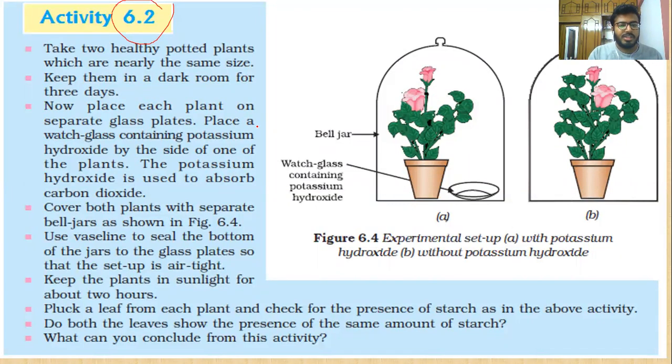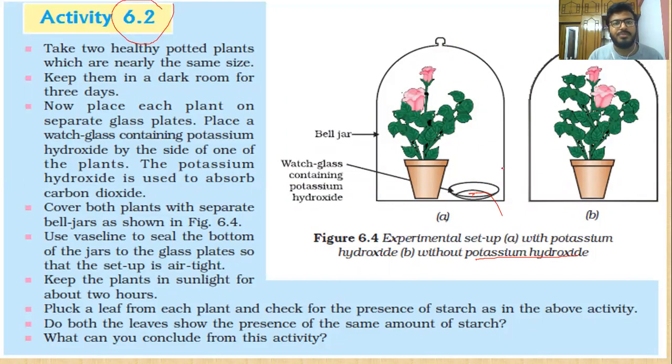Okay, now yahan par dekho, we are taking two plants. First of all, we are taking two plants, then we are taking the bell jar. We are putting the Vaseline also, so that it is airtight. Okay, now in one of them you can see a dish. Inside this there is potassium hydroxide. Ye potassium hydroxide kya hota hai? Yahan par jo bhi carbon dioxide hai usko kya kar deta hai? It will react with the potassium hydroxide.